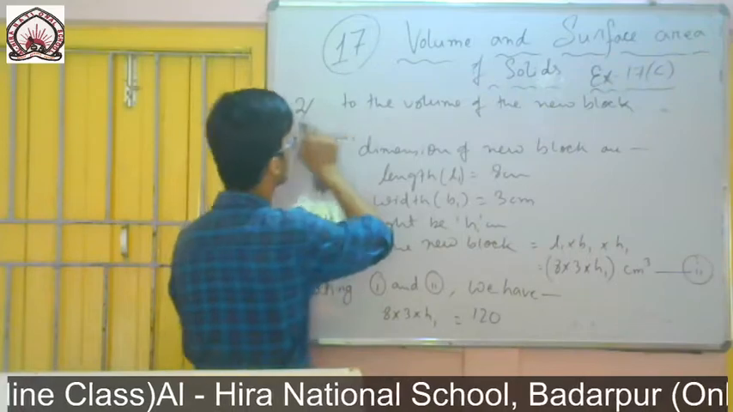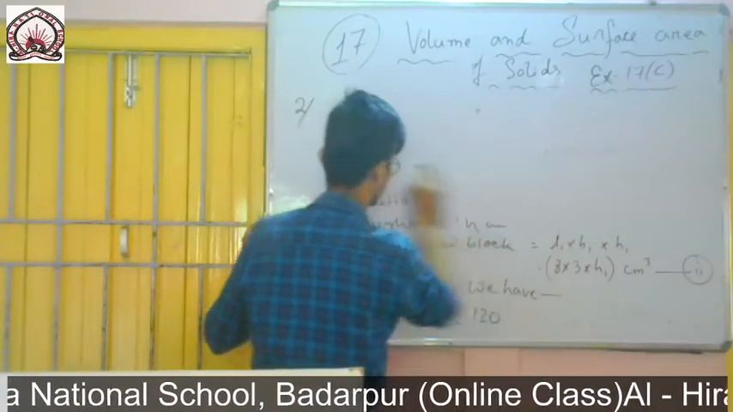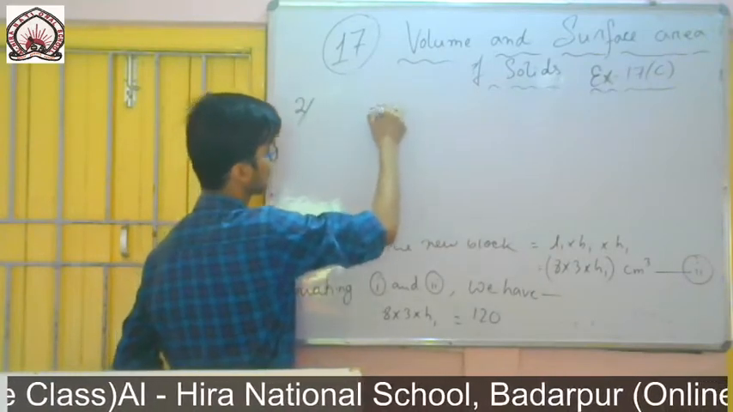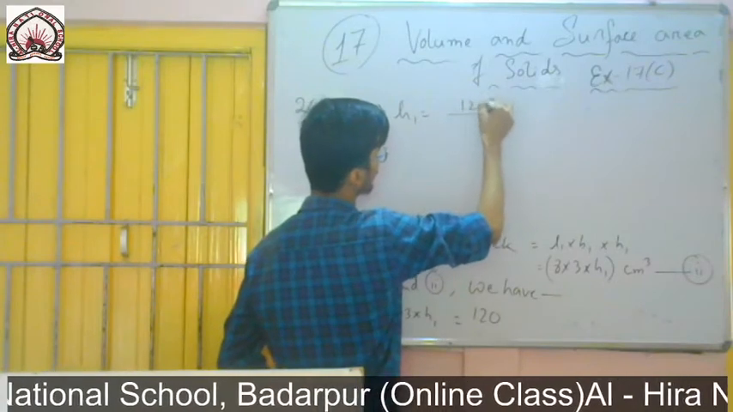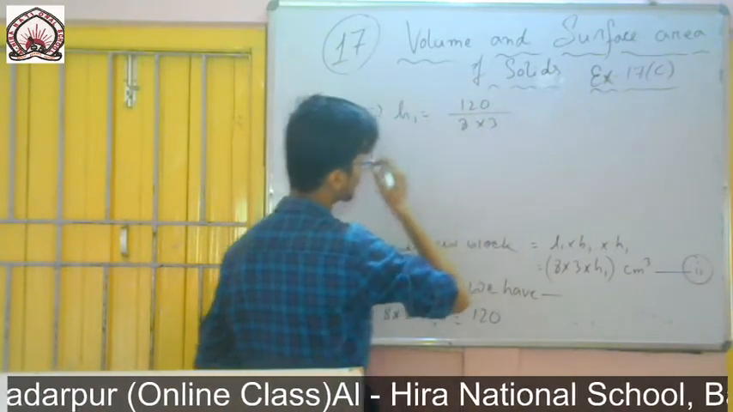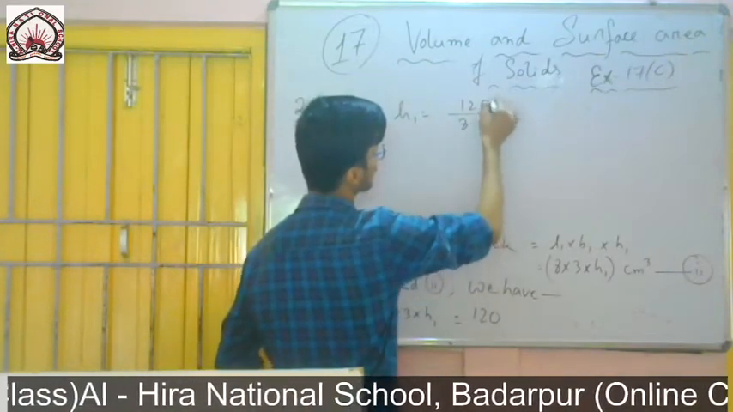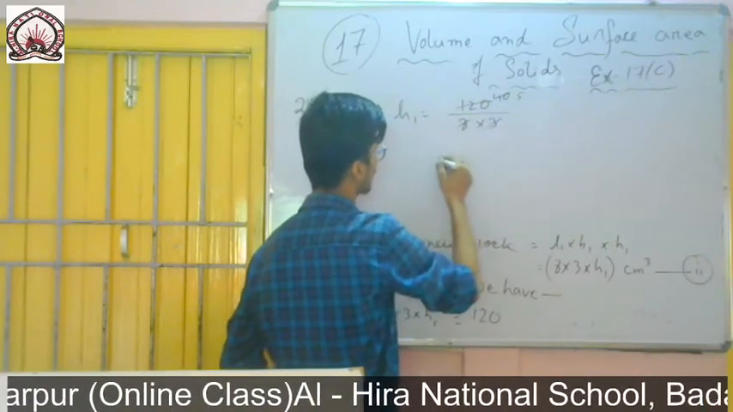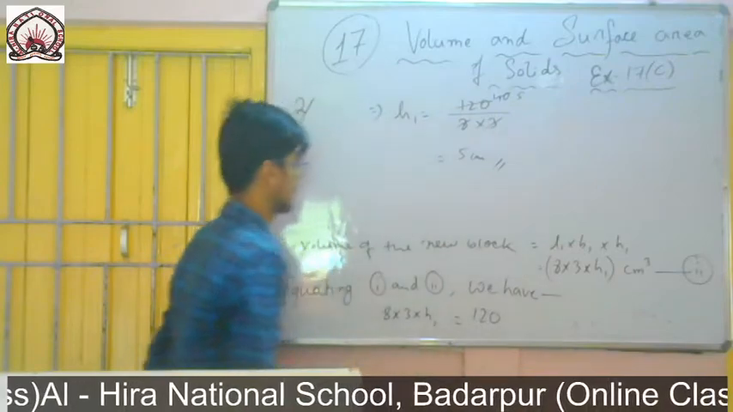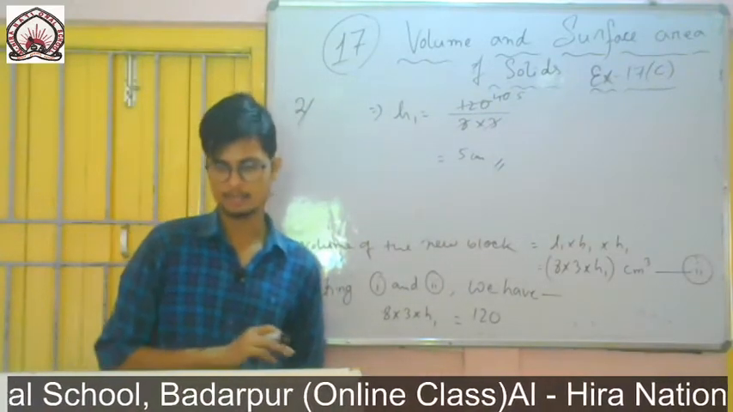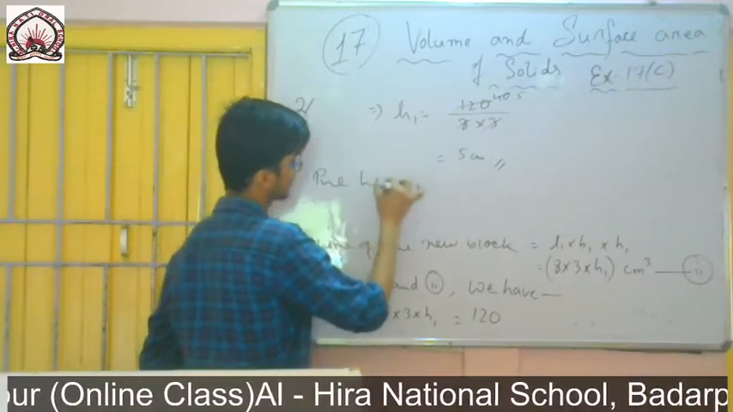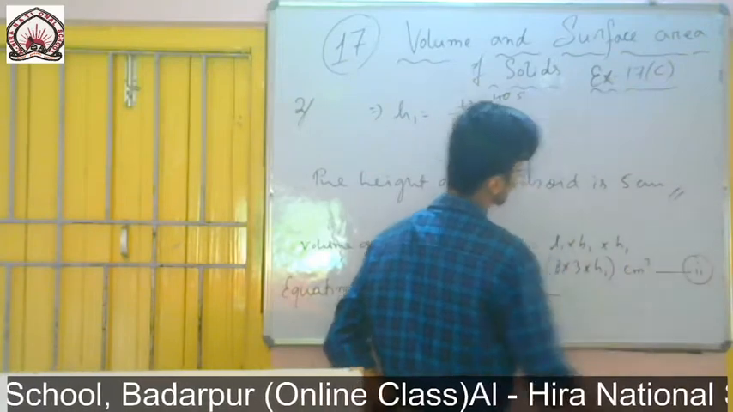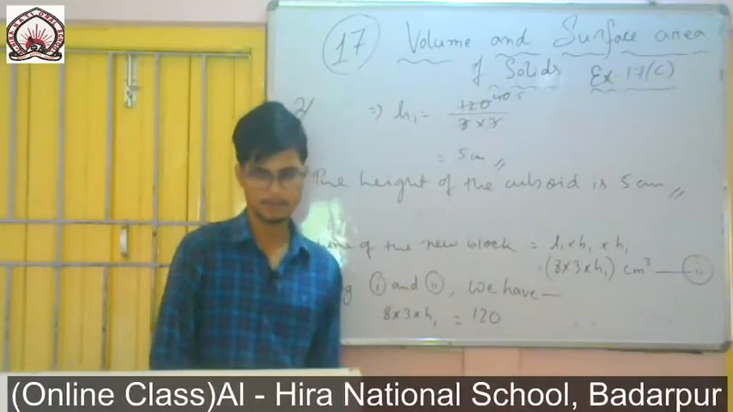So now I will find the value of H1. H1 equals 120 by 8 into 3. 3 fours are 12, and 0, 40. 8 fives are 40. So the height is 5 centimeter. Therefore, the height of the cuboid is 5 centimeter.